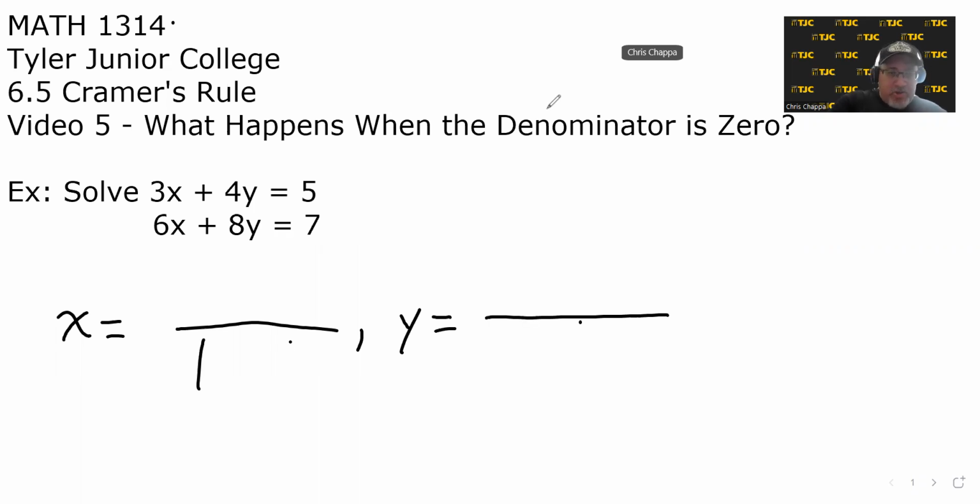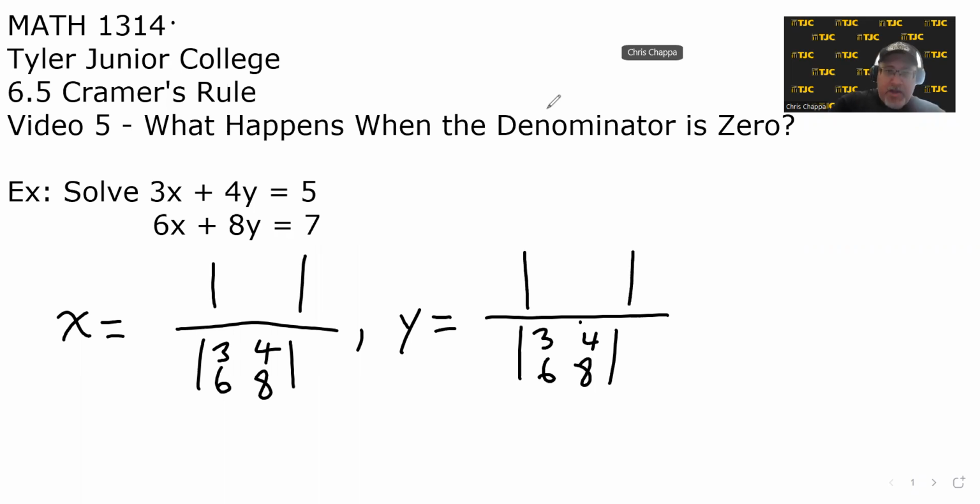For the denominators, it's just the determinant of the coefficient matrix. In other words, the coefficients are 3, 4, 6, and 8. Let's go ahead and set up the numerators. And remember, when we set up the numerators, we replace the corresponding variables' coefficients with the constant terms. For the x numerator, we're going to replace the x's, which means we keep the y's. And for the y numerator, we replace the y's, which means we keep the x's.